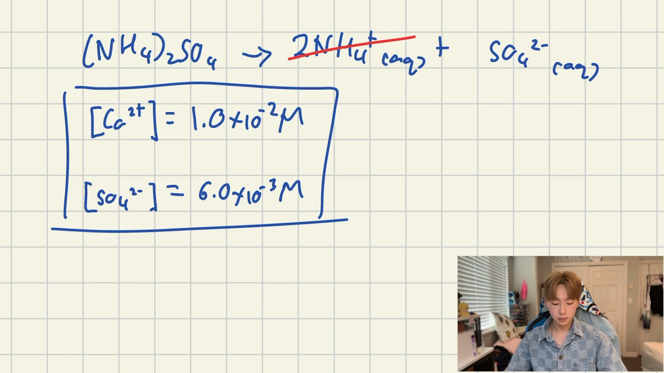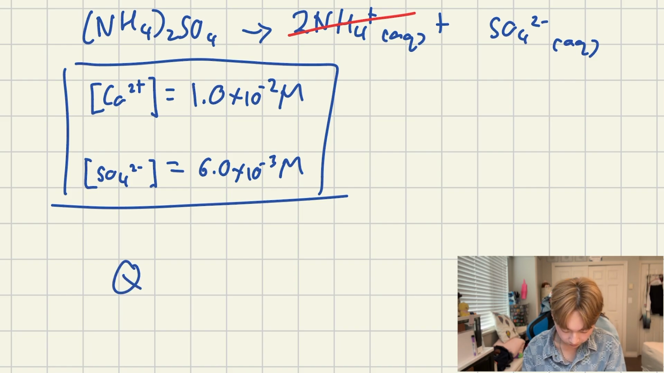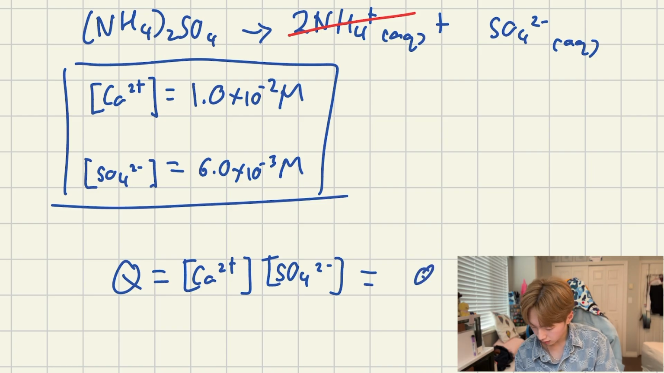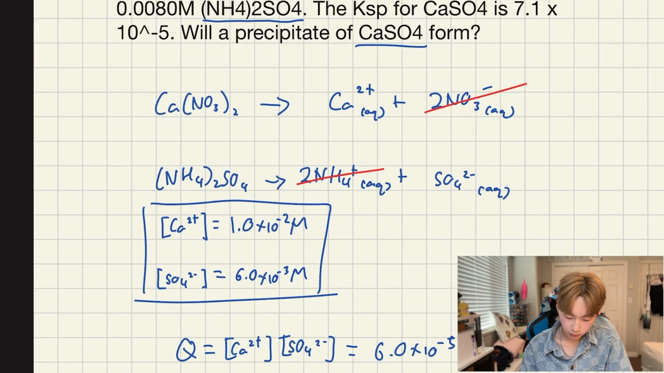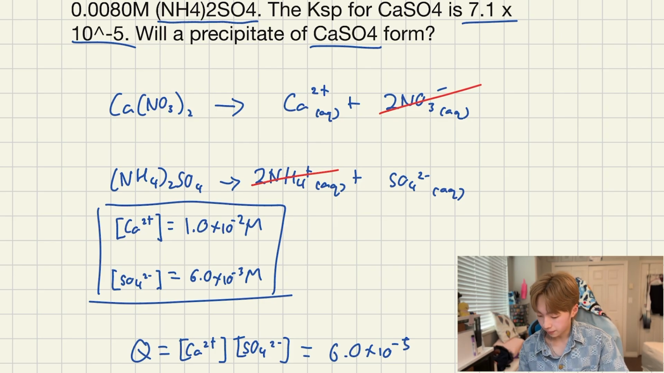Alright, so now we know that we have a solution and there are these two concentrations of ions. Now similar to our last unit, we can do what's called a trial KQ or trial KSP. So we're going to call it Q. And it's going to be equal to concentration of Ca2+ times concentration of SO4 2-. And if we plug in our numbers, this is going to give us 6.0 times 10 to the negative 5. And now compared to our real KSP, we can see that it's smaller.